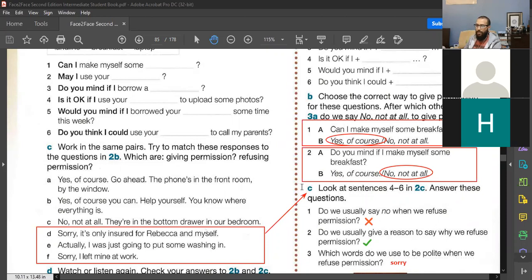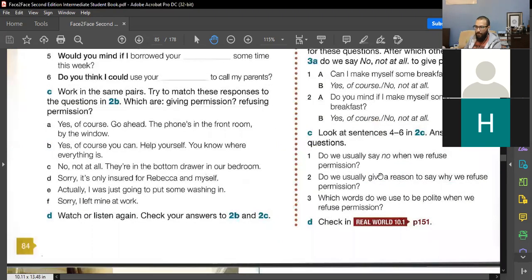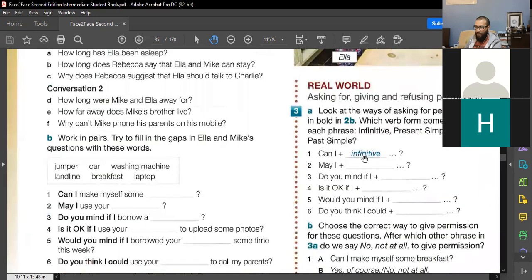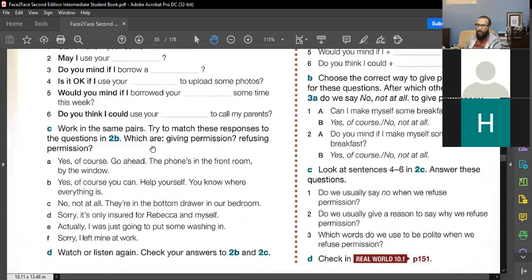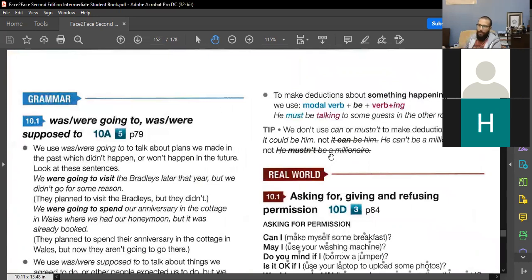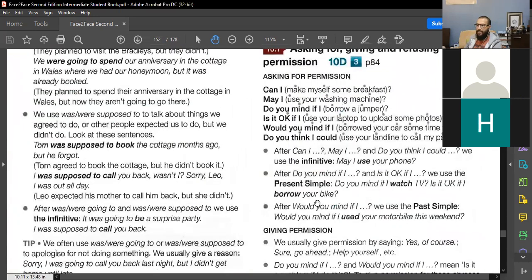Okay. So question C, it covers how we refuse permission, the things we say when we refuse. Okay, this time let's check which ones are infinitive and which ones are present simple. Let's take a quick look. 151. All right, can you see it? Do you mind?